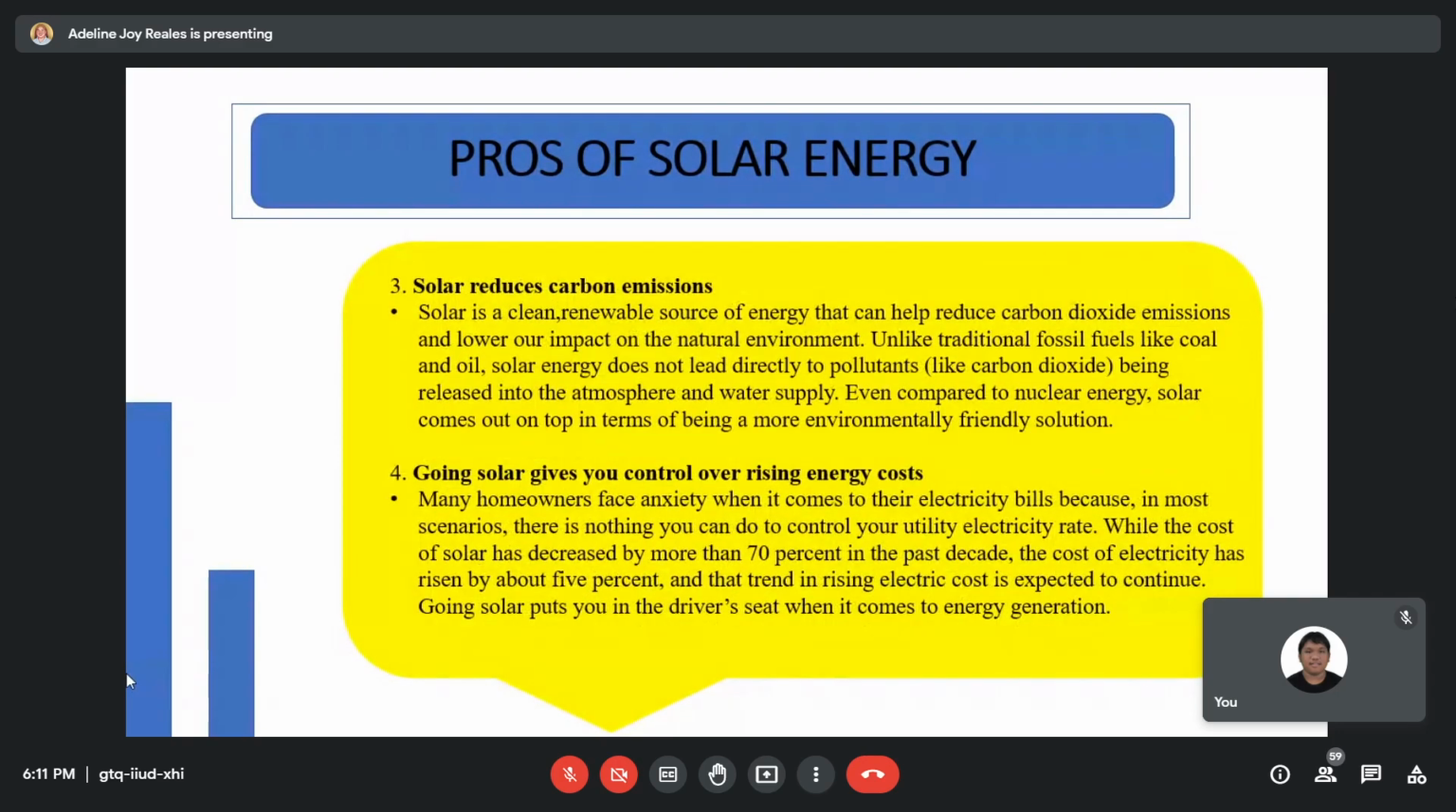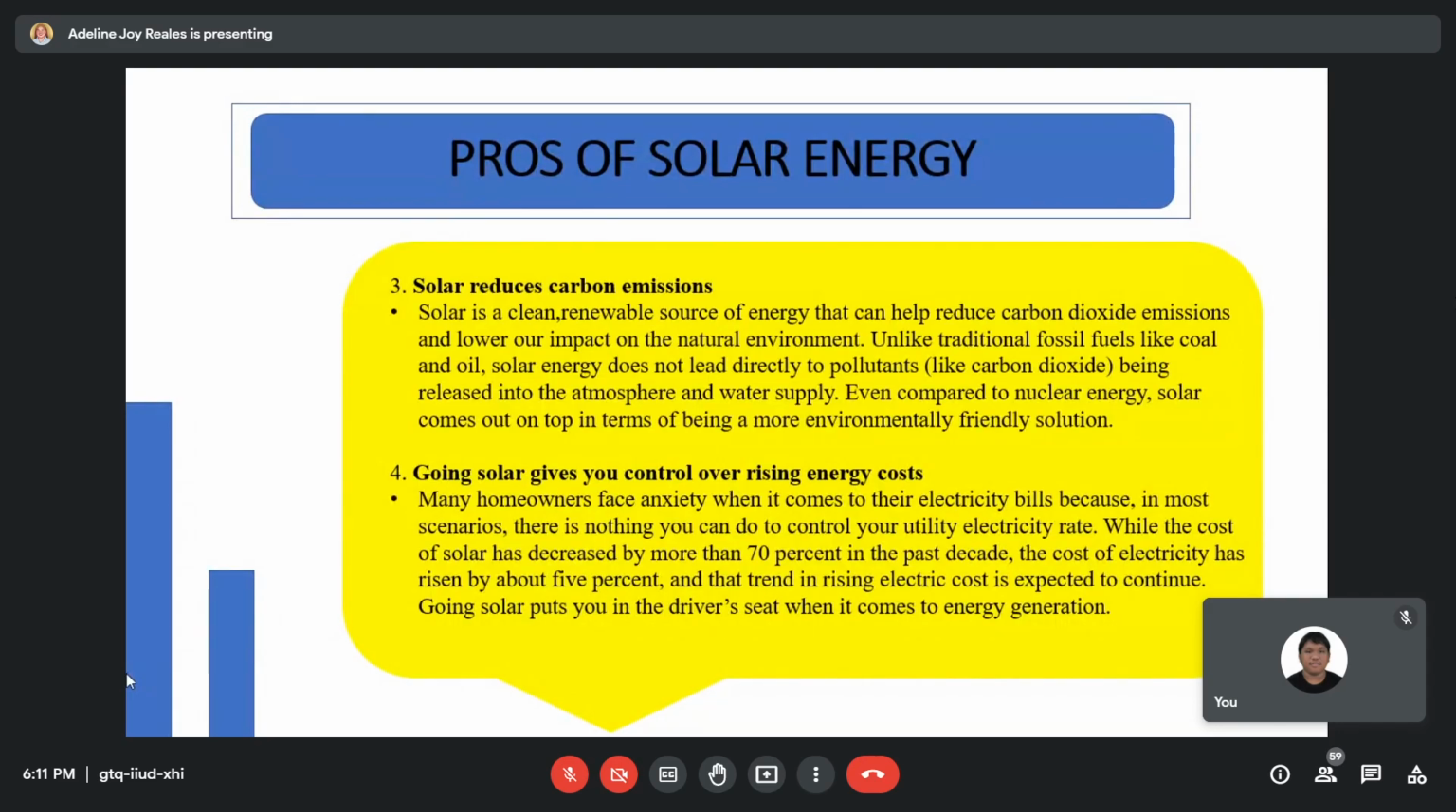Next one. Solar reduces carbon emissions. Solar is a clean, renewable source of energy that can help reduce carbon dioxide emissions and lower our impact on the natural environment. Unlike traditional fossil fuels like coal and oil, solar energy does not lead directly to pollutants like carbon dioxide being released into the atmosphere and water supply. Even compared to nuclear energy, solar comes out on top in terms of being a more environmentally friendly solution.